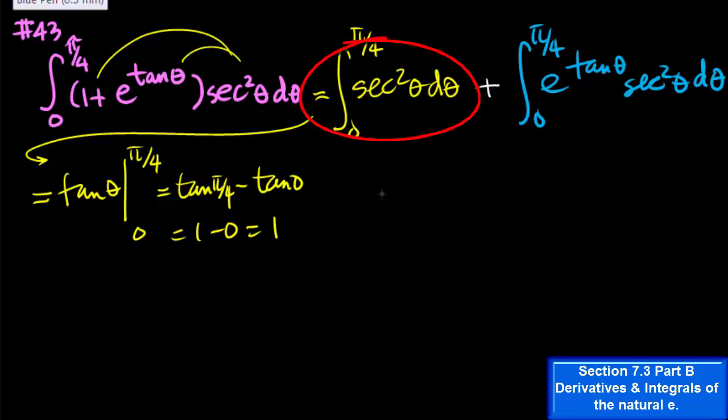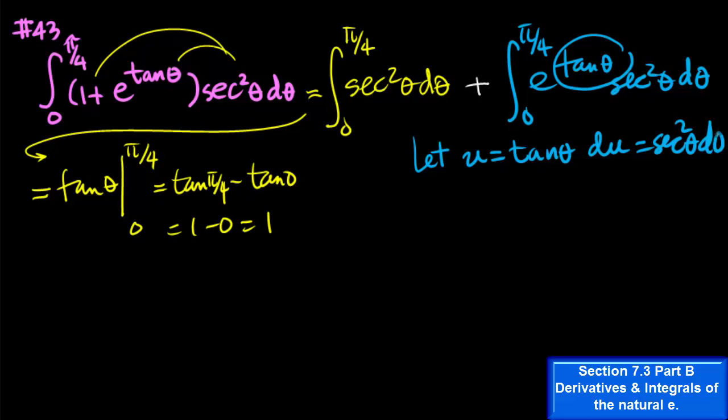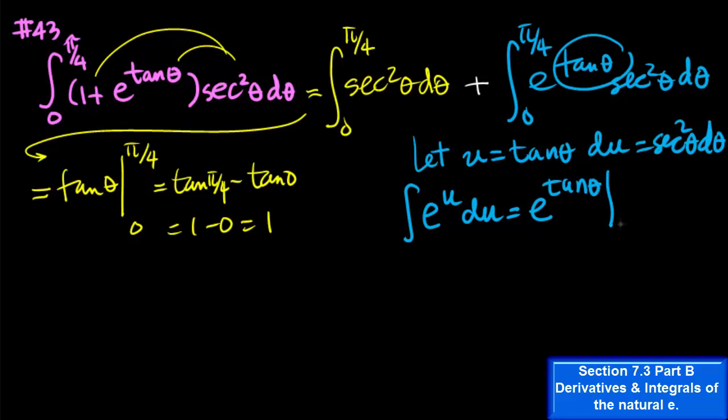Now, let's move on to the next one. Right, so here, what would be a good guess? We need to do a substitution. Use the substitution method. Let u equal, that's right, tangent of theta. Why? Because we know that du is equal to secant squared theta d theta. And there we go. We have a match. This becomes the integral of e to the u du. So that becomes e to the tangent theta, and then it's evaluated from 0 to pi over 4.